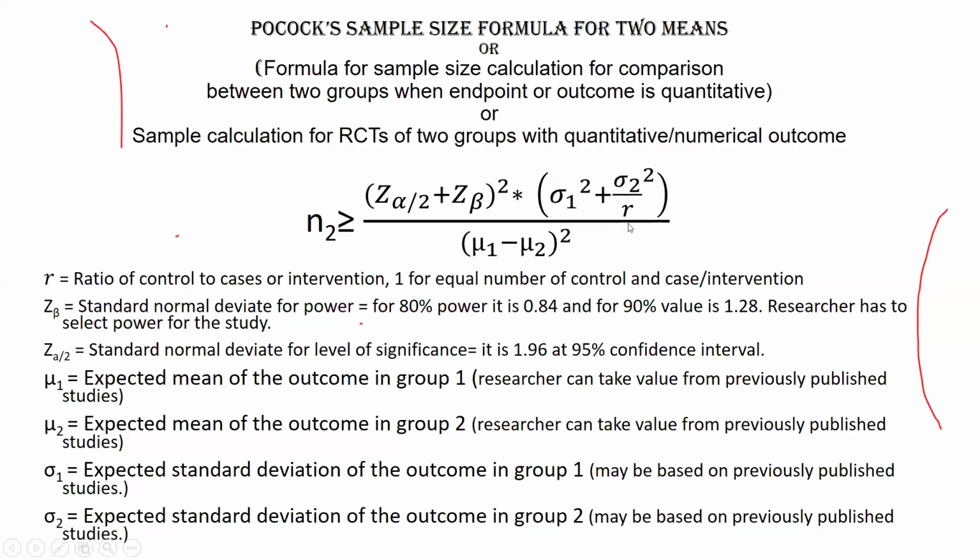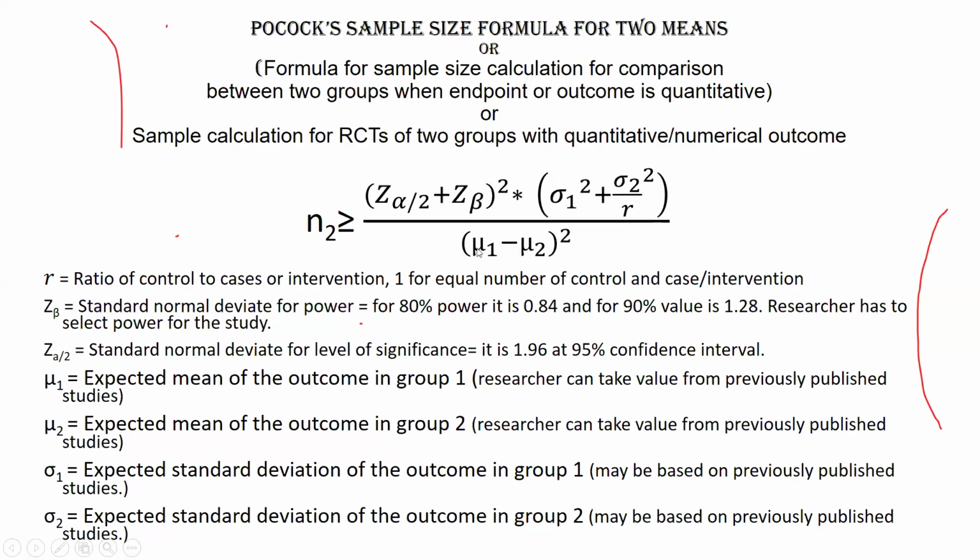What do you mean by R? I have already explained it in the last formula. R is the ratio of control to intervention. Generally we take R equal to 1. So if R is equal to 1, what will be here? Sigma 1 square plus sigma 2 square. Simple.